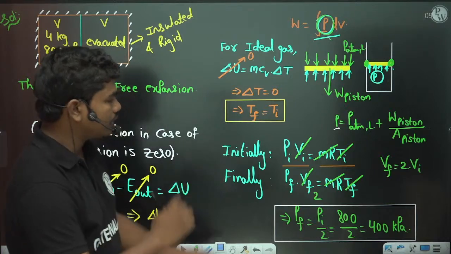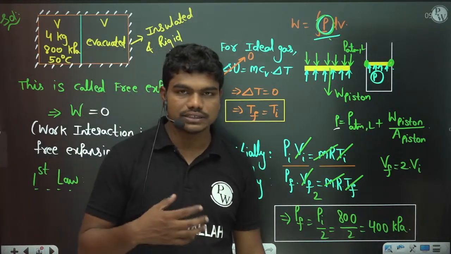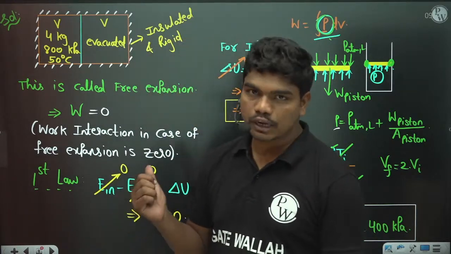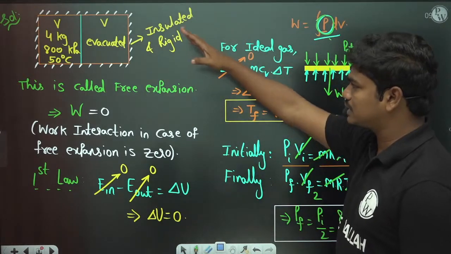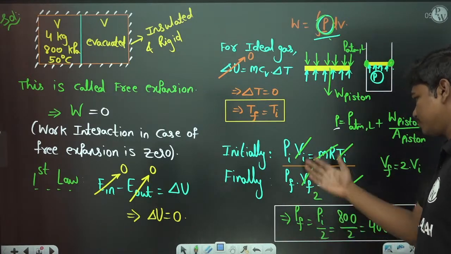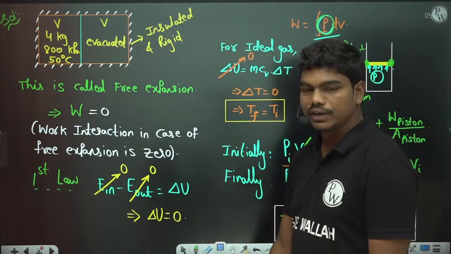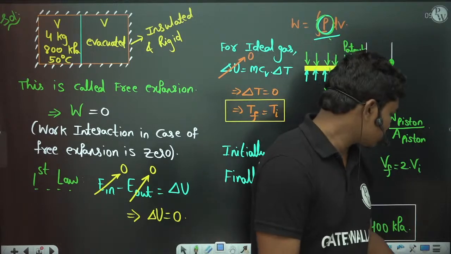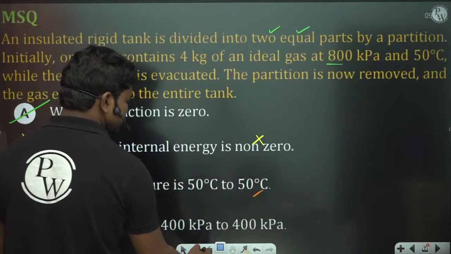T initial and T final, this is one very important understanding. In the case of free expansion, when there is no energy interaction with the surroundings, the temperature remains the same, because this is an ideal gas. If it is not an ideal gas, you are not supposed to write this. But as long as the system is an ideal gas, these relations hold good, T final is equal to T initial, and delta U is equal to 0 in this case. Clear? So definitely the final pressure of 400 kilopascals is the correct answer.